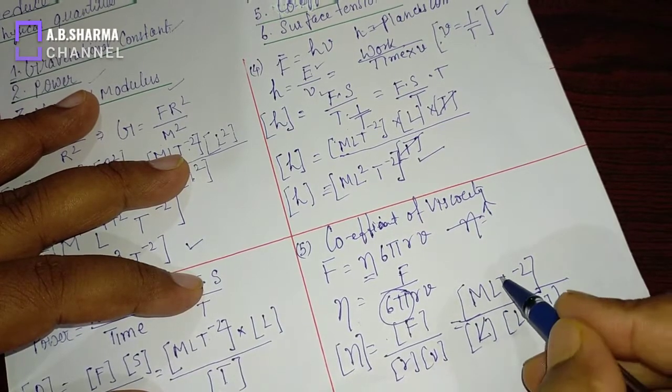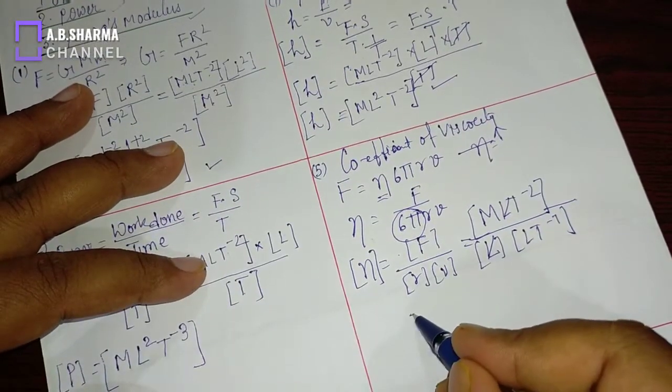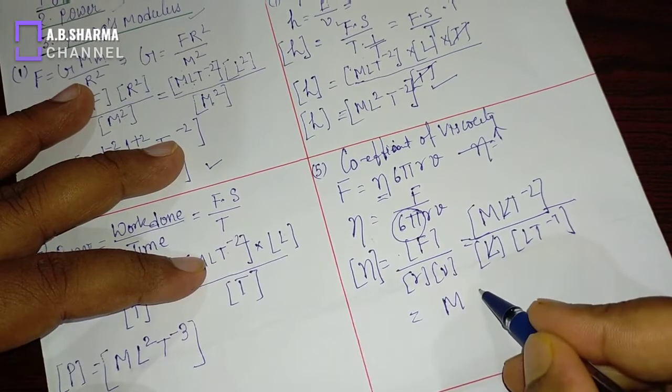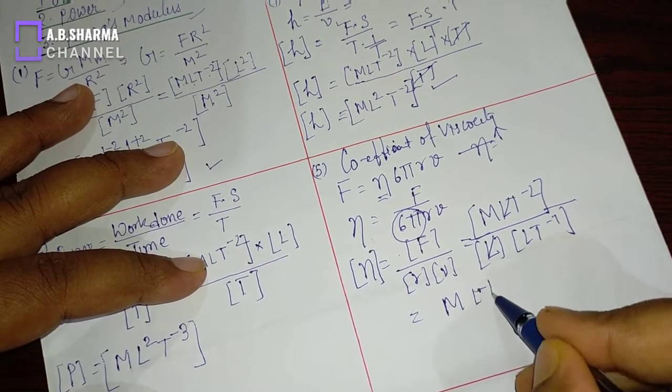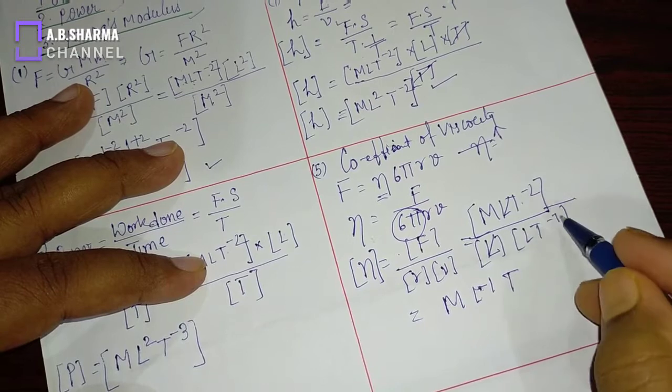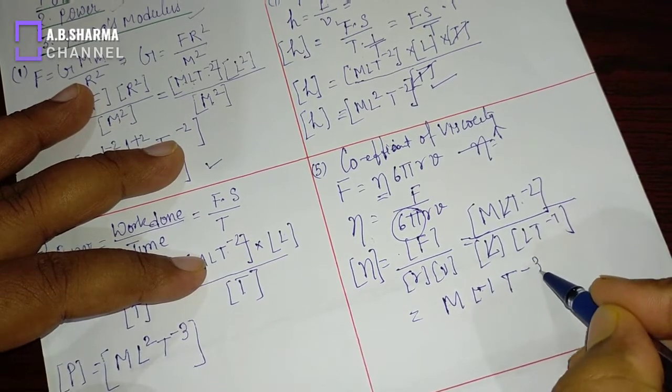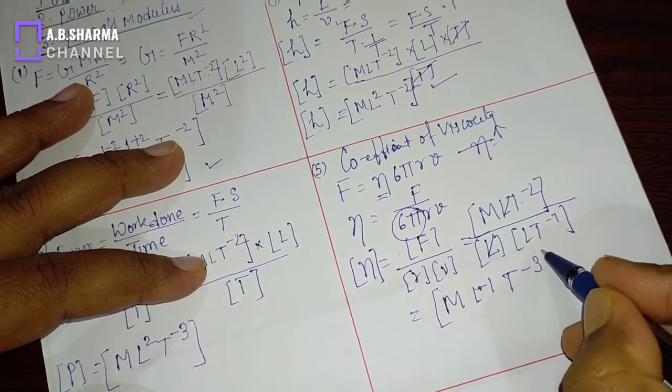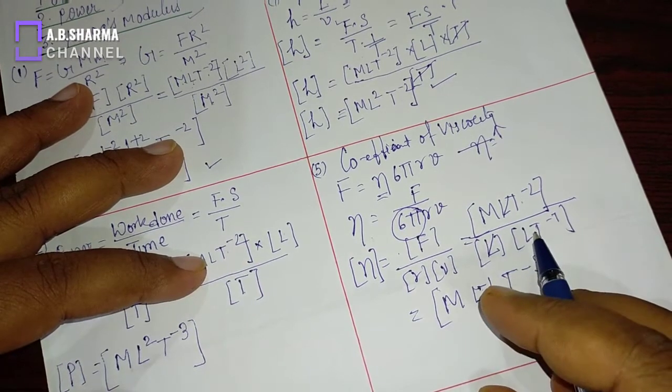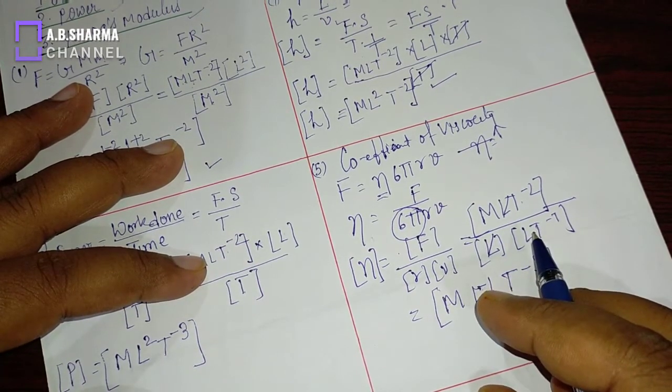This L will be cancelled out. By calculating we will get ML^-1 and T to the power -2 minus 1, that is -3. So this is the dimensional equation of coefficient of viscosity.